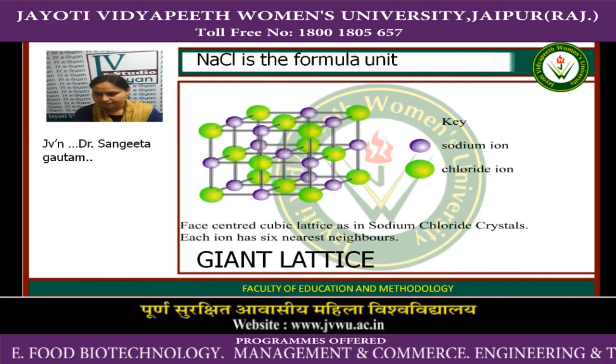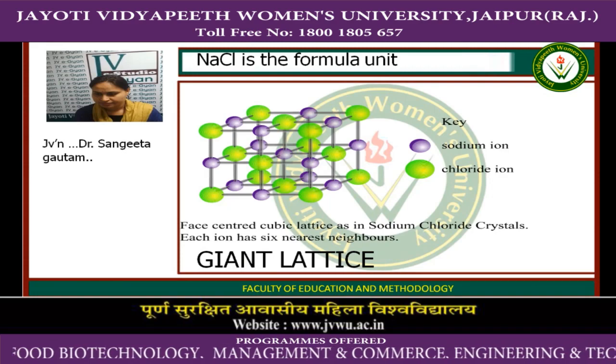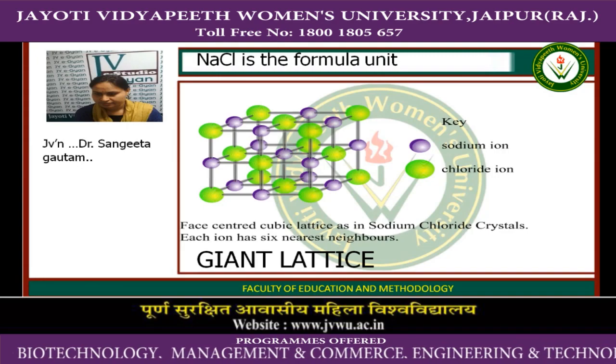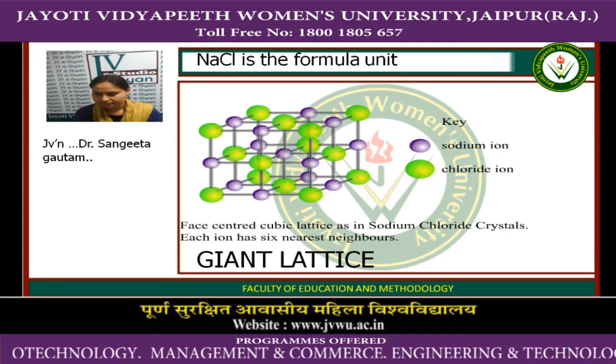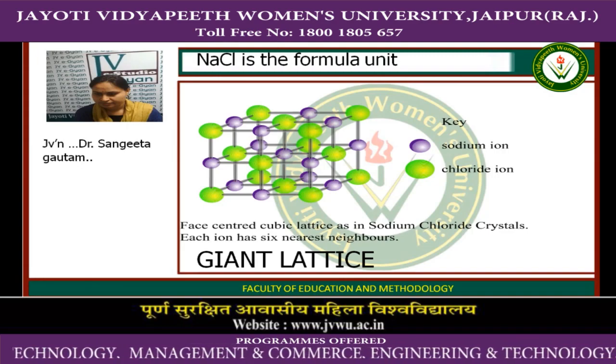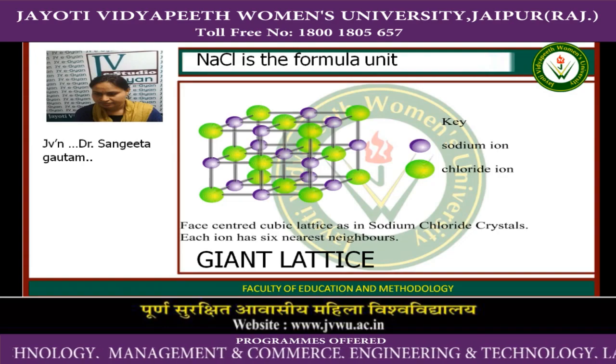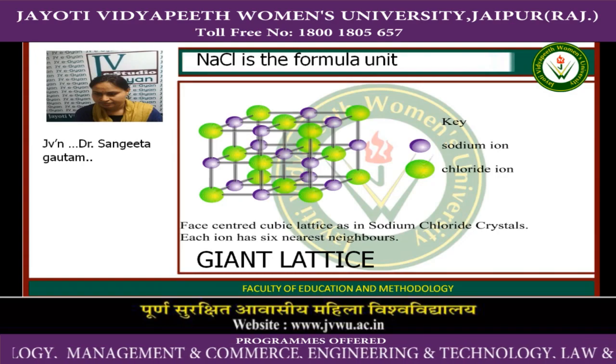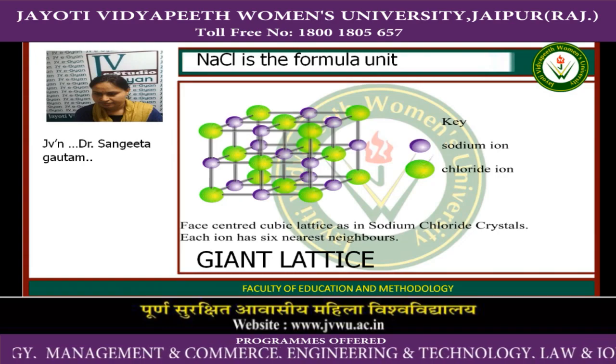The figure shows the crystal structure of NaCl, its formula unit, where the purple balls show sodium ions and the green balls show chloride ions. It is a face-centered cubic lattice, as in sodium chloride crystals. Each ion has 6 nearest neighbors.